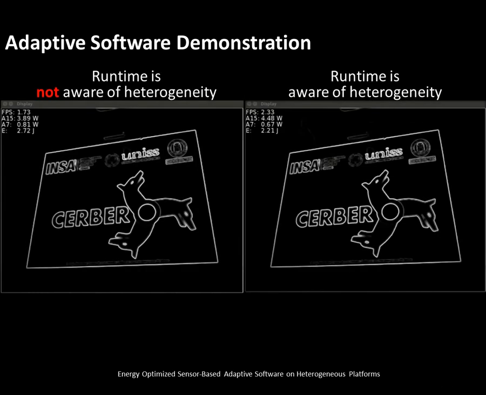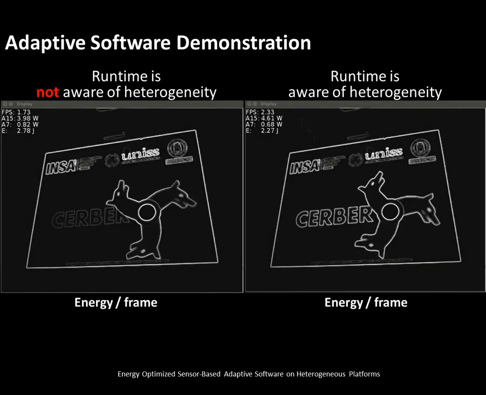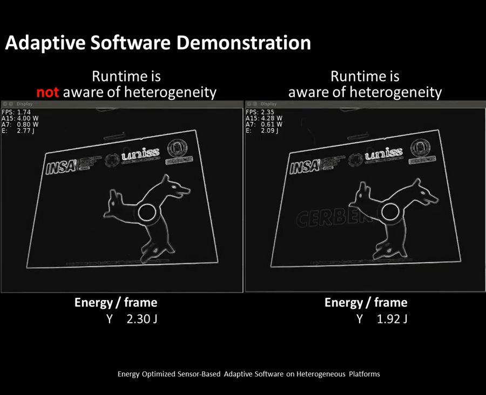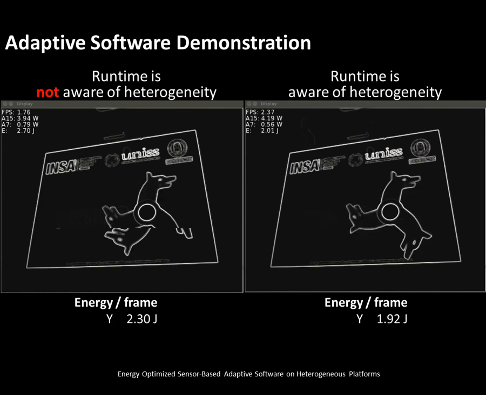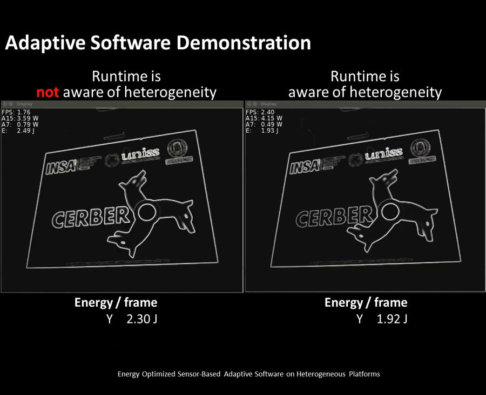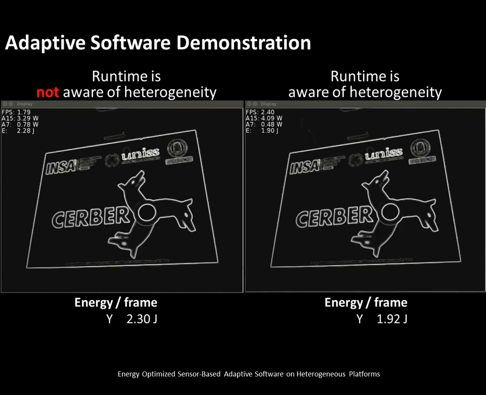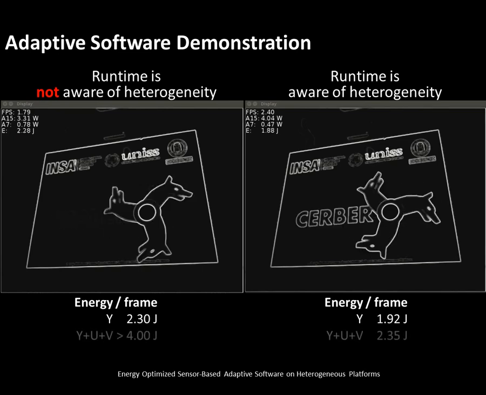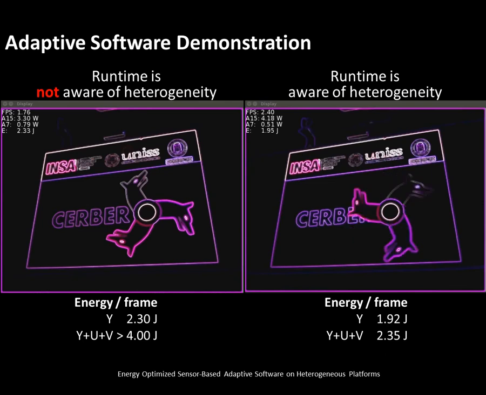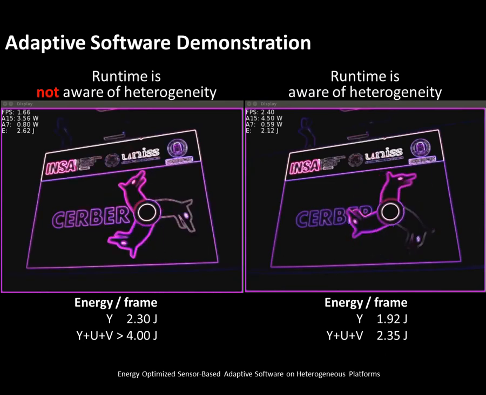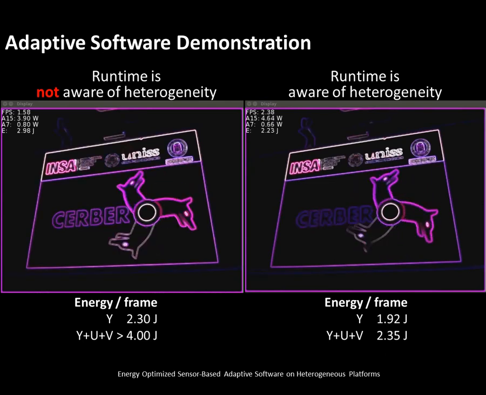To better appreciate the energetic performance obtained with the Spider runtime, we now compare side by side two implementations of the adaptive software. On the left, no information on the platform heterogeneity was given to the runtime manager, which thus sees 8 identical cores in the architecture.